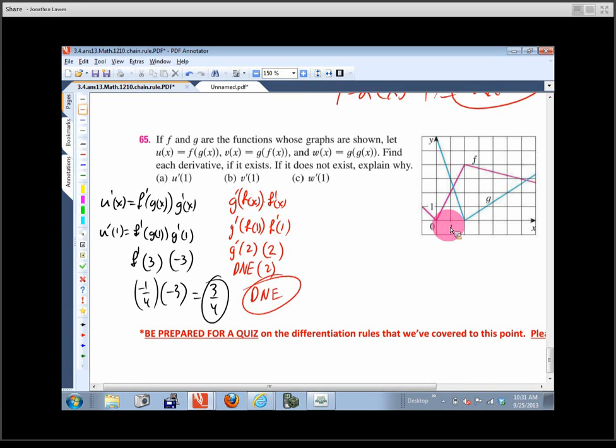Can you do the last one? Okay. While you're doing the last one, see if you've got any questions on anything that we've covered so far, because again, we've got a quiz tomorrow. Covers everything up through and including 3.4, up through and including the chain rule.